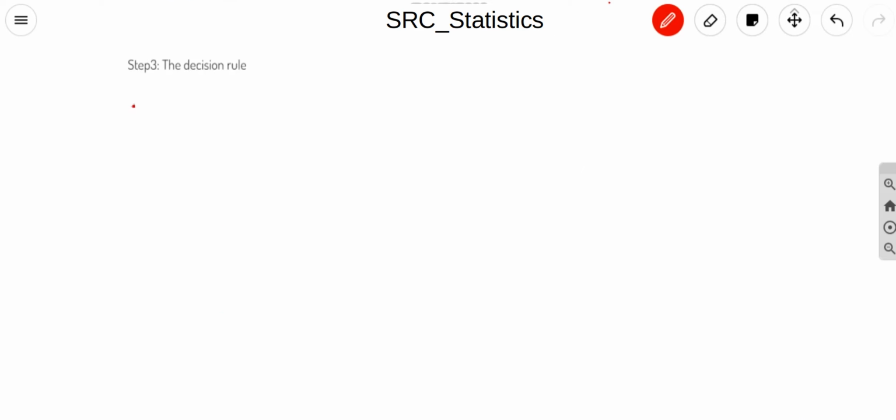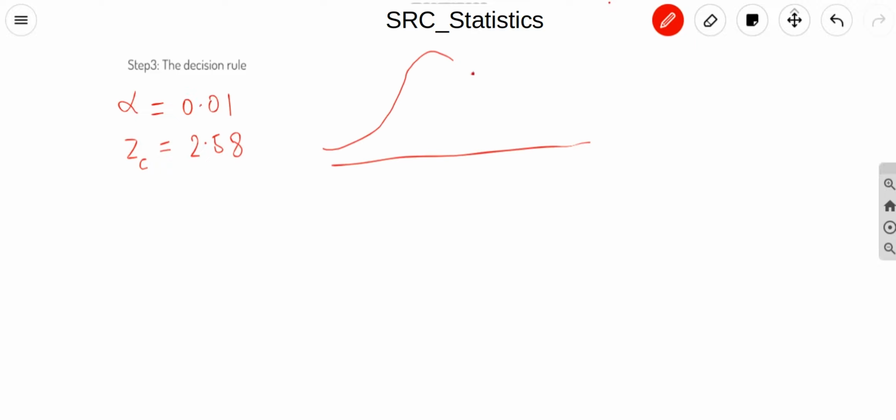Step 3 is the decision rule. Given the level of significance to be 1%, that is alpha equal to 0.01, and for 1% level of significance and a 2-tail test, the critical value of Z is 2.58. Since the test is 2-tail, the critical values will be at both tails of the Z curve. So this is actually the critical region, in the left tail and in the right tail, and in the middle is the acceptance region.